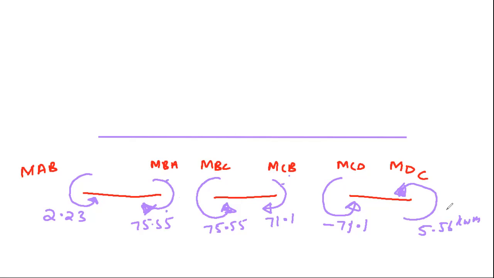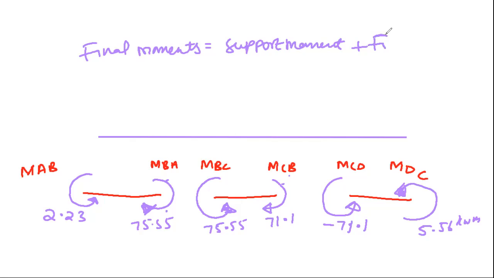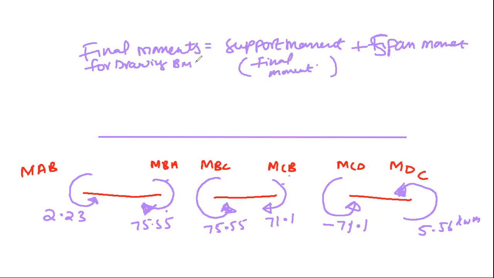Okay, now based upon these values I'm going to plot the final bending moment diagram. There is a small correction. Before I wrote final moments is equal to support moments plus span moments. Here, support moment means I wrote fixed end moment. It is not fixed end moment, it is the final moment which we have obtained. So these are the final moments for drawing BMD. Please note this down. This is the final moment after substituting in the equations.